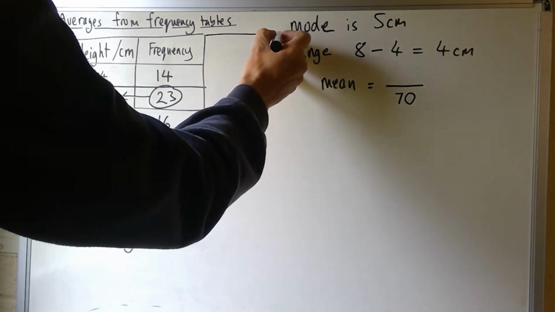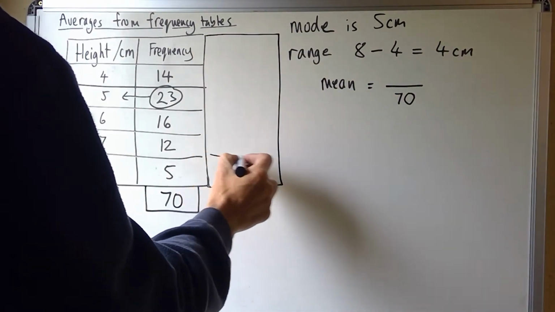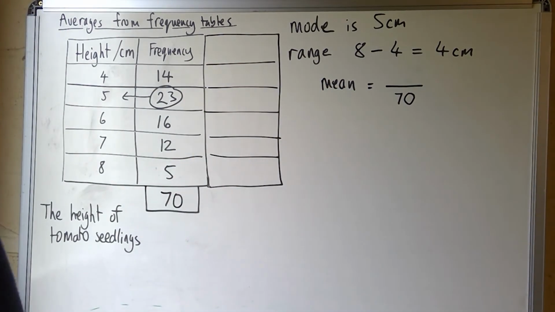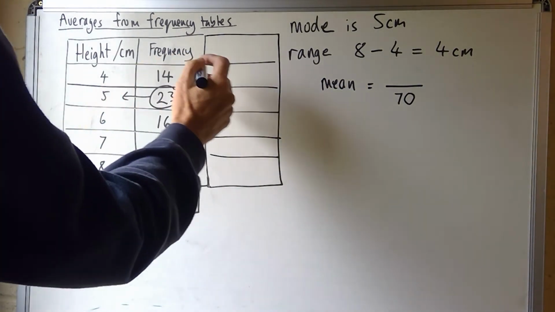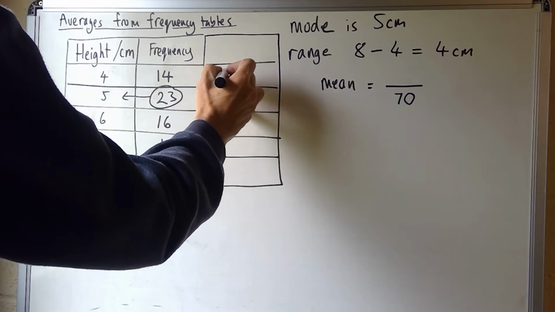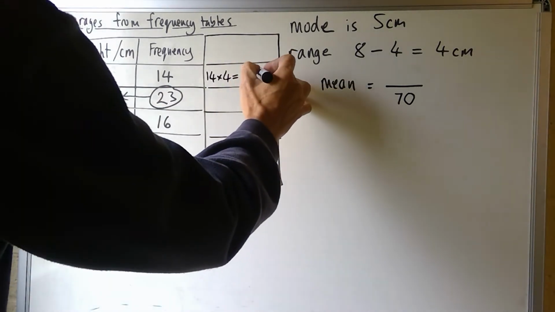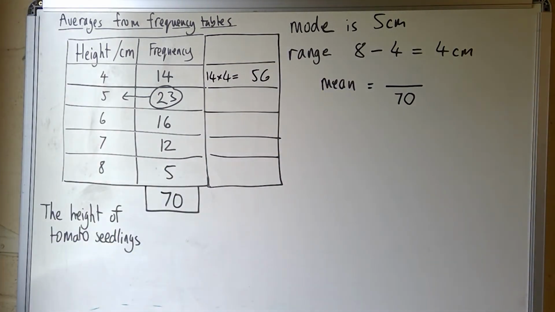So I'm going to be dividing by 70. We need to find out what the total height of all those plants added together was. And this is where we actually add another column to our table, and we use this column for doing some calculations. There were 14 plants that were 4 centimeters high, so this is a total of 56 centimeters.